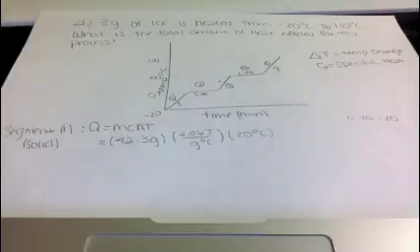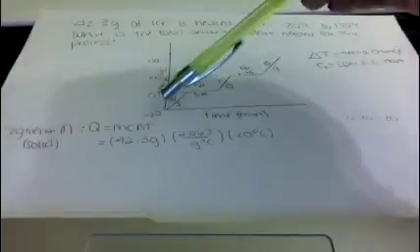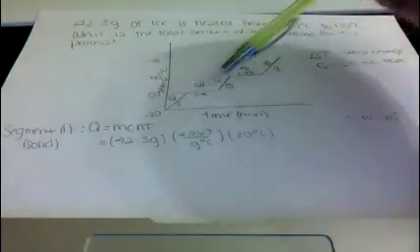So in order to understand heating curves, we're going to solve a problem. 4.2 grams of ice is heated from negative 20 degrees Celsius to 150 degrees Celsius. What is the total amount of heat needed for this process? As you can see, I have a phase change diagram here with the x-axis labeled as time and the y-axis labeled as temperature. And here we have stages from solid to liquid to gas.